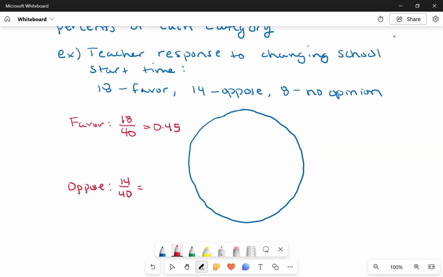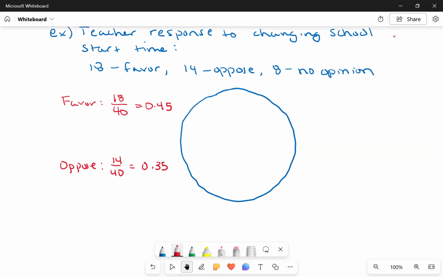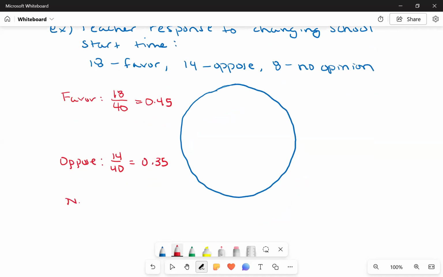Let's do that. I'm getting 35% or 0.35. And then for no opinion, I'm just going to put NO. Those will be 8 out of 40, which is going to be 20%. All right. So there's the percentages, but that's not really enough.